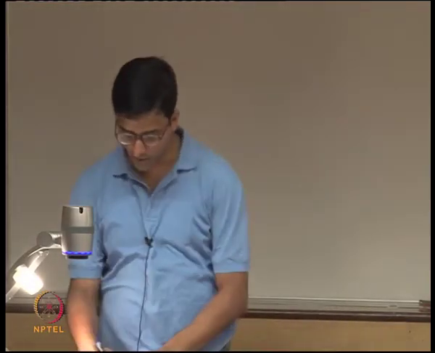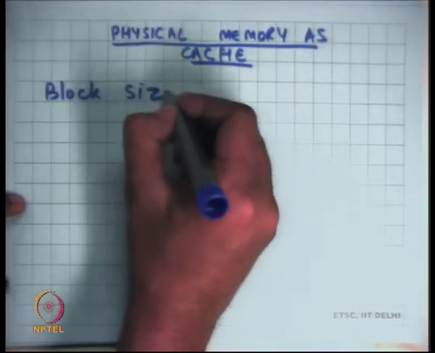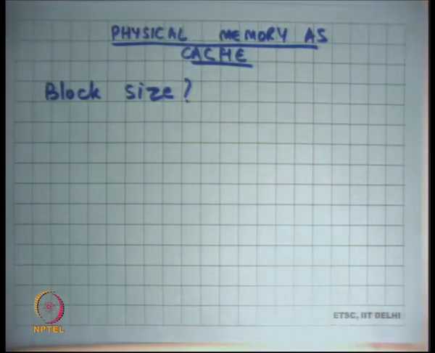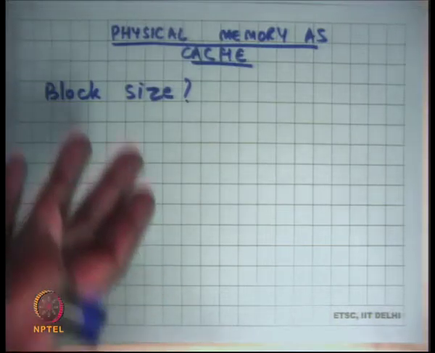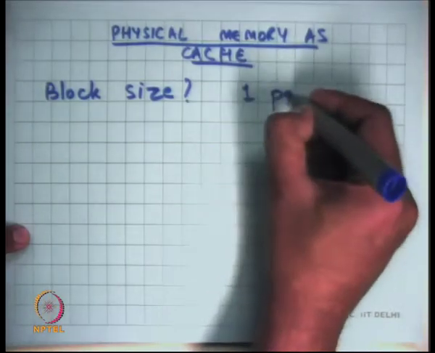For example, what is the block size? By block size, I mean what is the unit of data which is cached? What's the smallest unit of data that is cached? For an L1 cache, for example, it will be a cache line, which is 16 to 64 bytes depending on your architecture. But for this, what is the block size? 1 page, right?